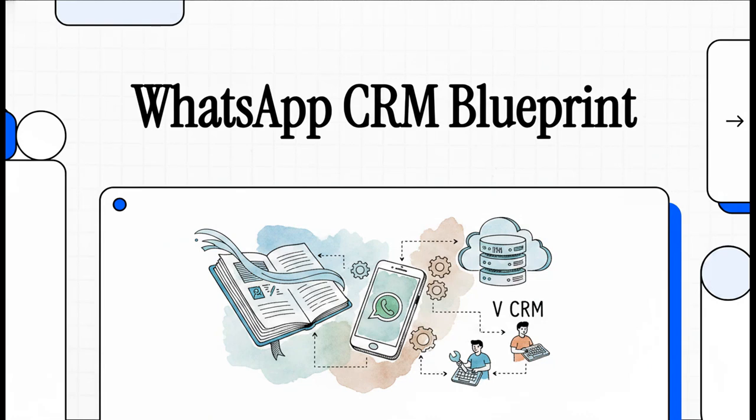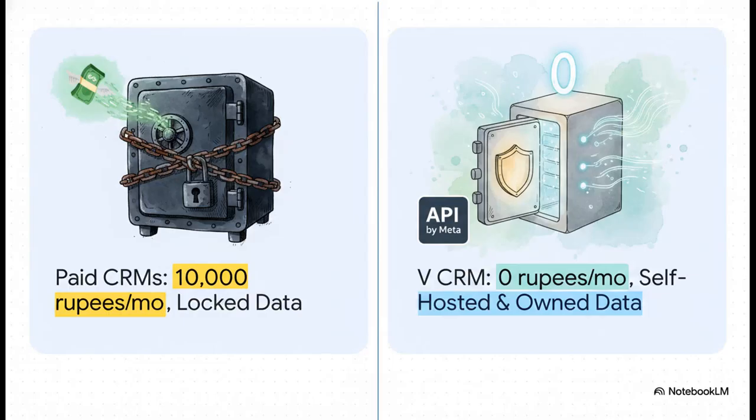In this explainer, we're going to unpack a brilliant technical blueprint that will, quite frankly, completely change how you manage your customer relationships. We're looking at the step-by-step installation for building your very own, completely self-hosted, open-source WhatsApp CRM. It's called V-CRM, and it's an absolute game changer for solopreneurs, freelancers, and builders who just want complete control over their systems. Let's start with why this is so absolutely crucial.